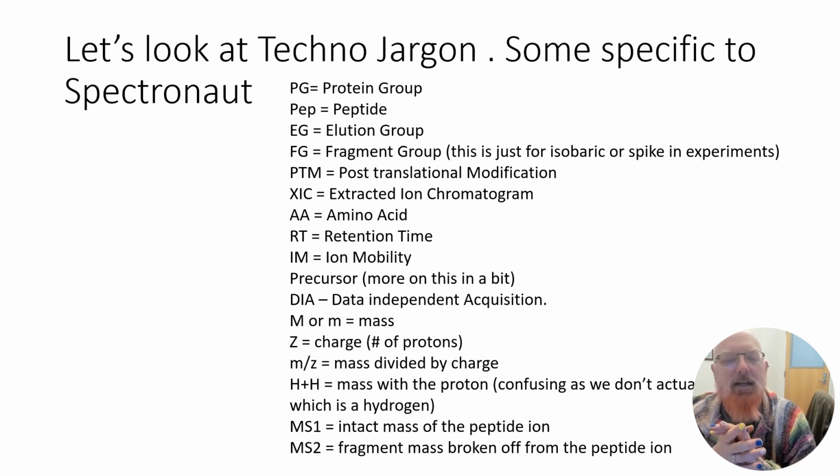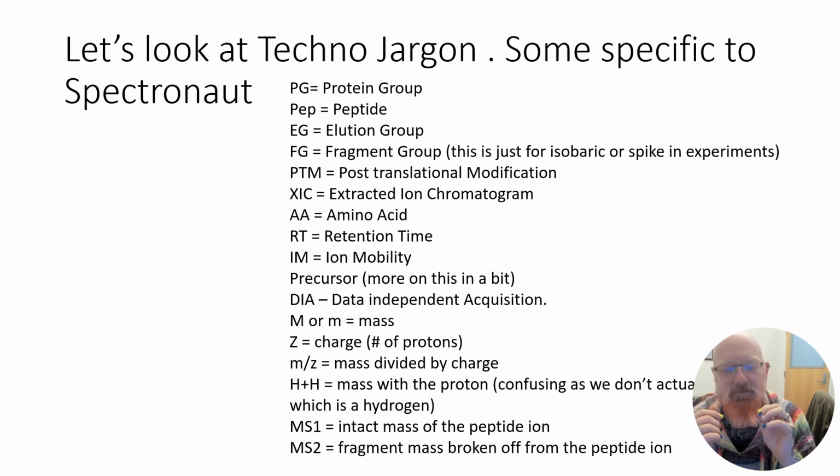PP means peptide. EG equals elution group. That's kind of confusing, but I'll explain where that comes from in a minute. FG stands for fragment group. We don't usually use this in our lab, so you don't have to worry about it. PTM, of course, is post-translational modification. XIC is extracted ion chromatogram. I'll explain what this is in a couple slides from now. AA or AAA is amino acid, could also be a battery, but in our case it's amino acid. RT is retention time. IRT is indexed retention time, and I have a couple videos in my video playlist that explain what indexed retention time is. It's almost magical. IM equals ion mobility. I'll explain what that is, and I have a couple presentations about that too.